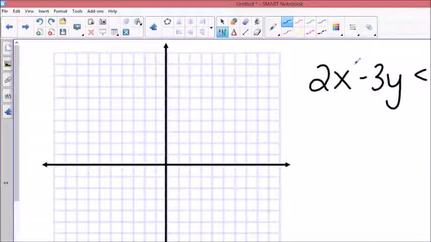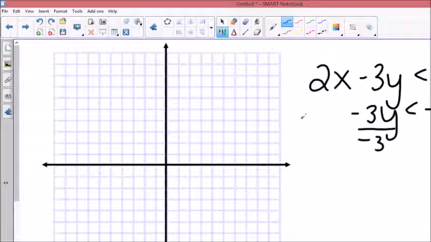Line 2x minus 3y is less than 6, and I want to graph the solution set for this inequality. The first thing we need to do is put our equation of our line into slope-intercept form, meaning I want to get the y all by itself on the one side of the inequality. Now notice when we do that, first we subtract the 2x, and then we're going to divide both sides by -3. Don't forget that when we divide or multiply both sides of an inequality by a negative number, then that means we get to switch the direction of the inequality symbol in that step.